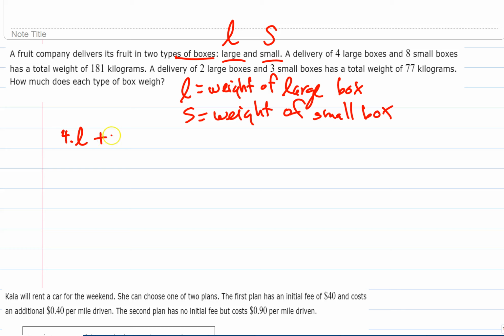Plus 8 boxes that all weigh what? We don't know. So we give it what? What letter do we use? We chose S. So 8S. And that total weight should equal what? 181. Delivery of 2 large boxes. So what does 2 large boxes look like? 2 times that weight. 3 small boxes plus 3. There you go. Should equal what weight? There's our setup. Does that make sense?